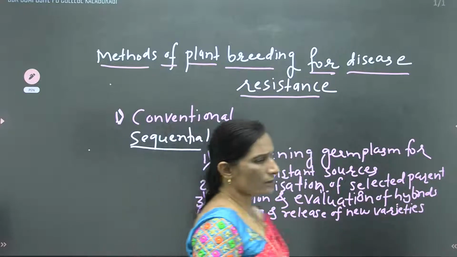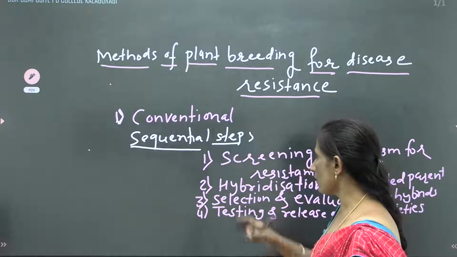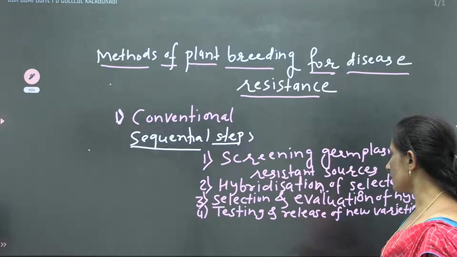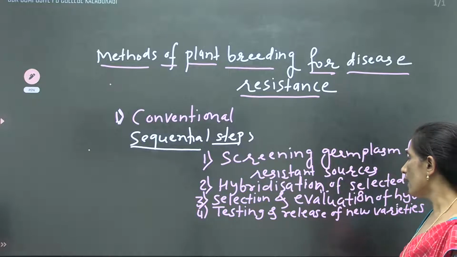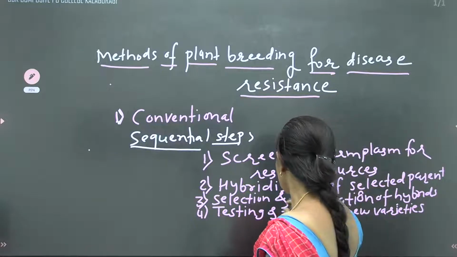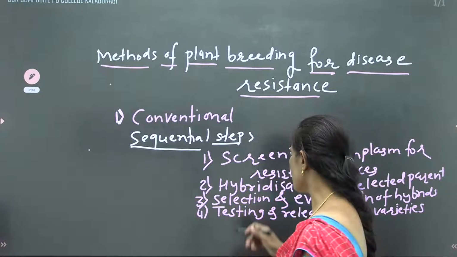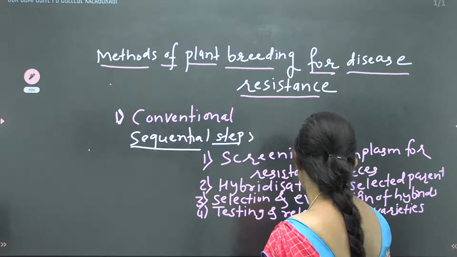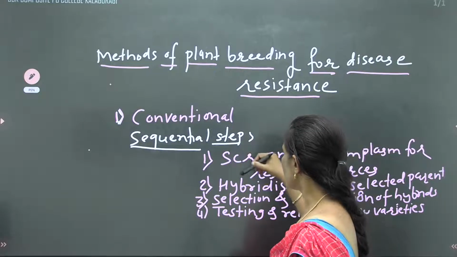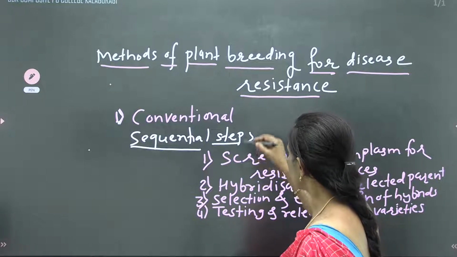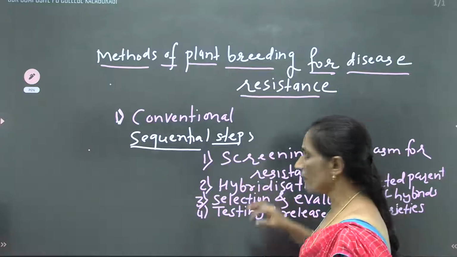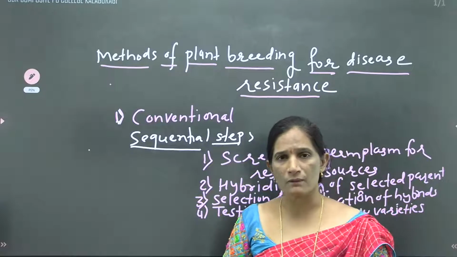So there are four sequential steps of plant breeding. The first one is screening germplasm for resistant source. The second one is hybridization of selected parent. And the third one is selection and evaluation of hybrid. And the fourth one is testing and release of new varieties. Okay, so these are the four steps of the conventional breeding method.